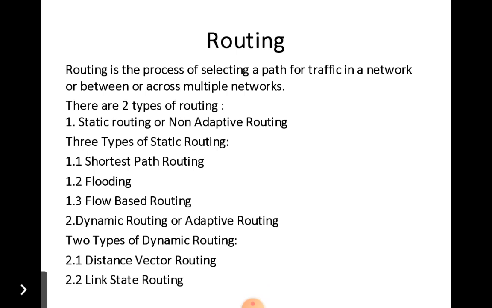Now there are two types of routing algorithms: static routing and dynamic routing. Static routing is also called non-adaptive routing, while dynamic routing is called adaptive routing. There are three types of static routing: shortest path routing, flooding, and flow based routing, while dynamic or adaptive routing is divided into two algorithms, that is distance vector routing and link state routing.